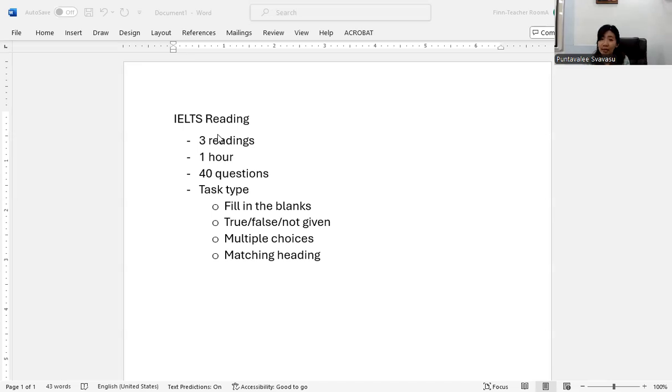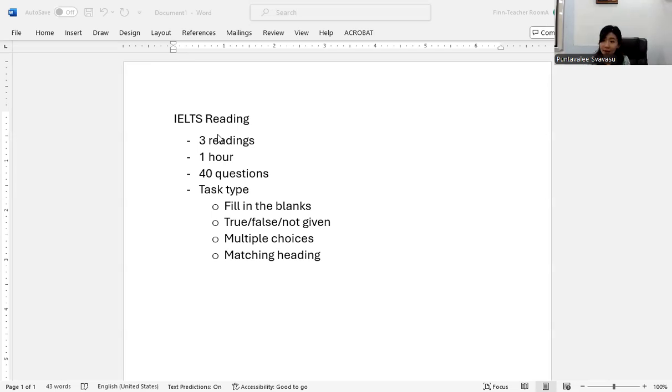In each of the 3 readings, they're going to divide it into 2 different task types, but the last one is going to have 3 task types. The task types that you're going to find in the test are fill in the blanks, true, false, not given, multiple choice, and matching headings. These are what you're going to find in the test.